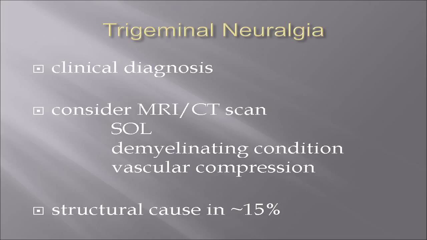We certainly consider in most patients imaging of the brain, MRI or CT scanning, to look for a space-occupying lesion, demyelination or vascular compression. But the yield of that is relatively low. Possibly 15 to 20% of patients have something structural that may be related to their symptoms. And there is always the chance of picking up an incidentaloma, which you have to explain to the patient and may need some other investigation, but is not related to their trigeminal neuralgia.